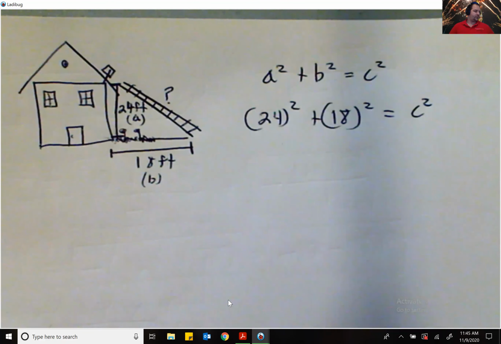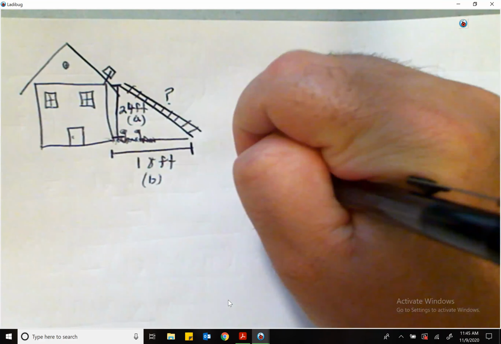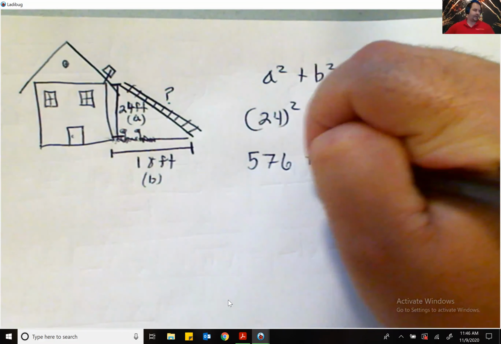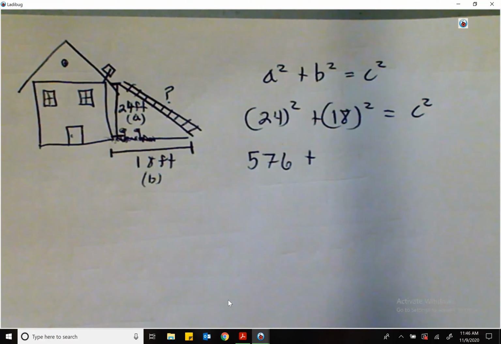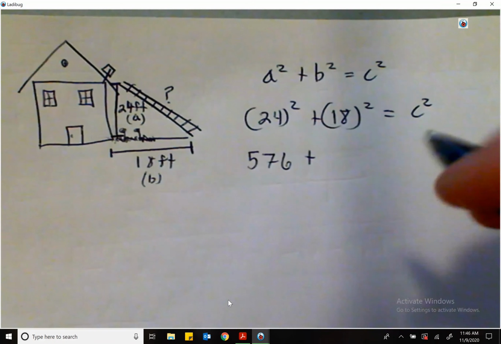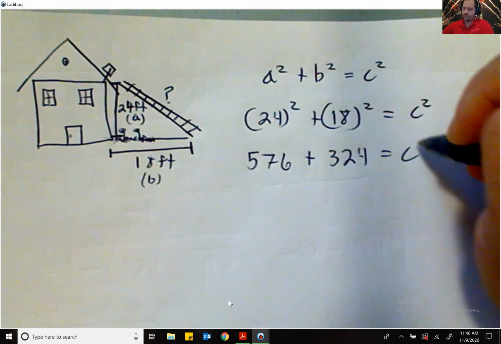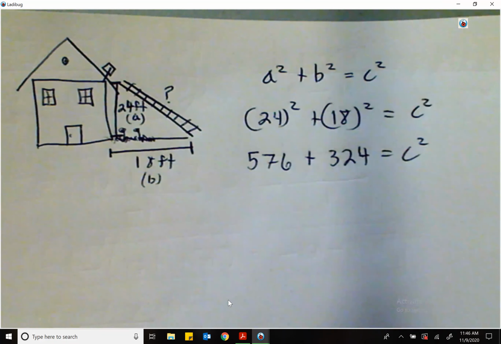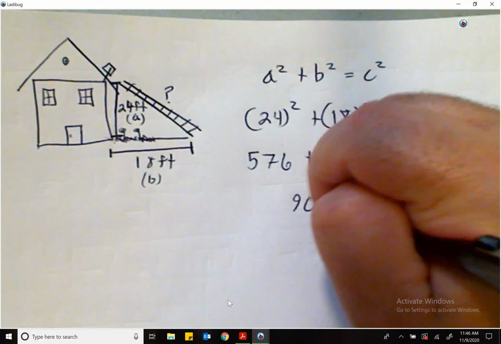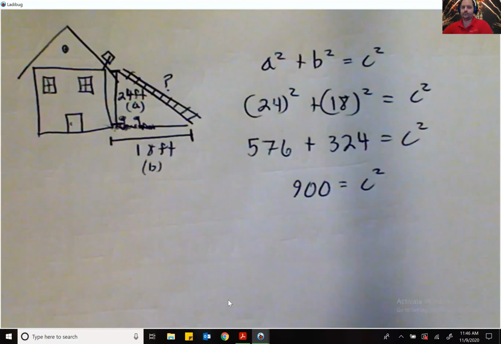So 24 squared is 576 plus 18 squared, 324 equal to C squared. Add those two numbers together. 900 equal to C squared. And then now what?